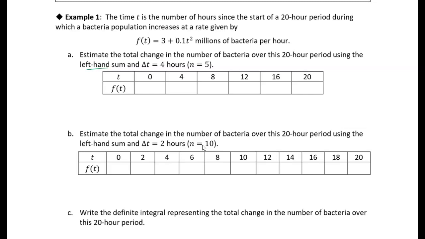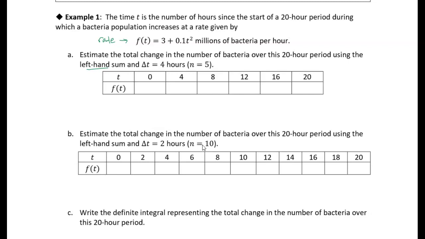So we have this bacteria population that's growing over a 20-hour period, where t is the number of hours since the start of this 20-hour period. And we're given the rate at which the bacteria grows. So this is the rate of bacteria growth in millions of bacteria per hour. And we can actually just plug in these values of t and find the values of the function.